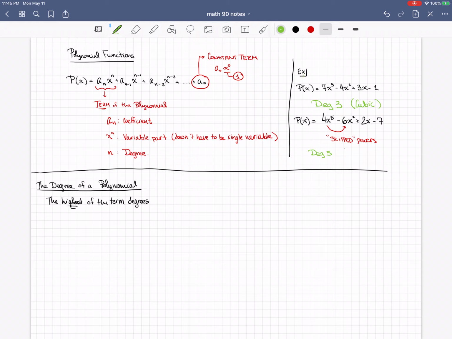They're called quintic polynomials, but that's just kind of a weird word that you'll probably never actually need to use, but you might come across it once or twice in your life, or 3 or 4, however many times. Whenever you hear people talk about a quintic, they're referring to there being 5 of something. Okay, so that is the degree of the polynomial. It's the highest of the term degrees.